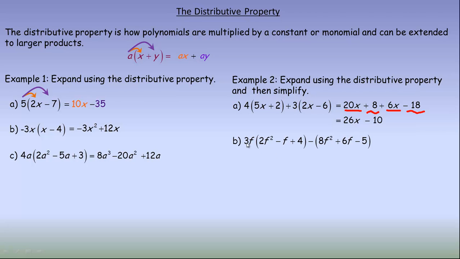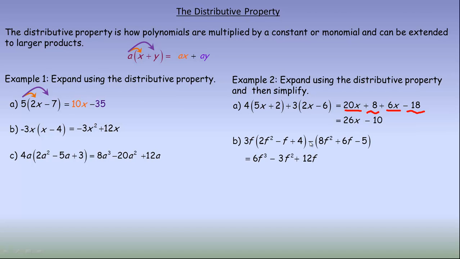Lastly, in B here, we're going to distribute the 3f into the 2f squared minus f plus 4. So 3f times 2f squared, 3 times 2 is 6, and an f to the first times an f to the second is an f to the third. Remember, we add the exponents, so 1 and 2 add to 3. 3f times a minus f will be 3 times negative 1 is negative 3 in front, and f times an f would be an f squared. There's 2 f's multiplied there. And then 3f times 4 would be a 12f.